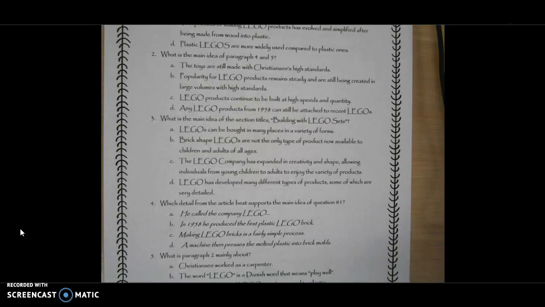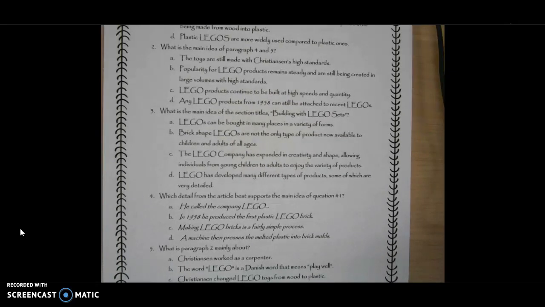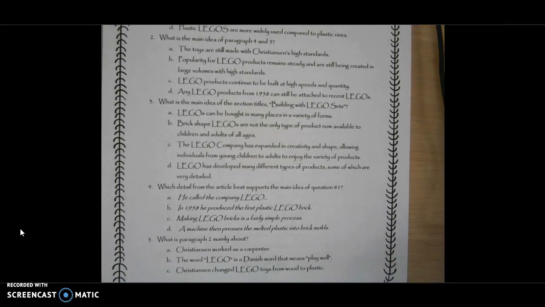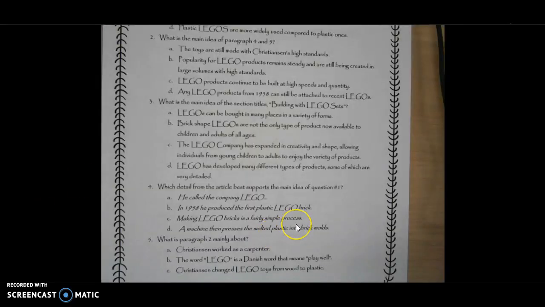3. Which detail from the article best supports the main idea of question 1? A. He called the company Lego. B. In 1958, he produced the first plastic Lego brick. C. Making Lego bricks is a fairly simple process. Or D. A machine then presses the melted plastic into brick molds.